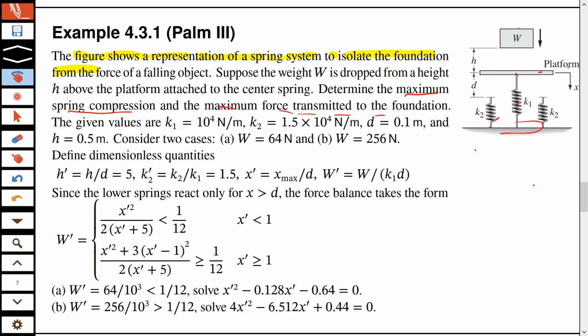ये springs ही force transmit कर रहे हैं, so we need F max and we need X max. X की maximum value, और जब वो मिल जाएगी उसी से हमें F max, using Hooke's law, we will get the maximum force transmitted to the foundation.